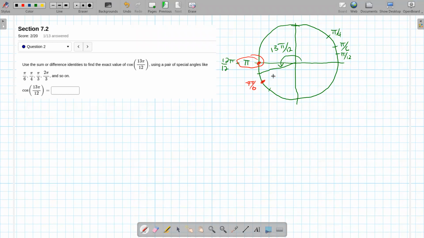Okay, let's see. So, let's go over here then. That's pi over 4. Over here would be a relative of pi over 3. It would be pi over 3 past pi. So pi over 3 past pi would be, let's see, 3 pi over 3, 4 pi over 3 is right there. Does that one help?